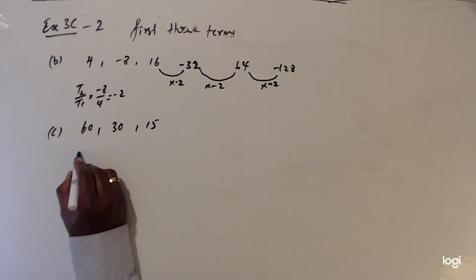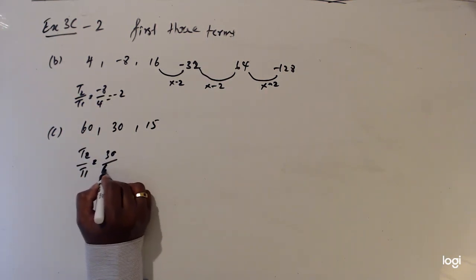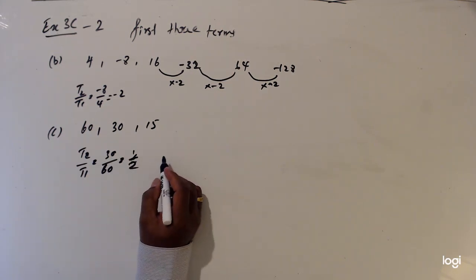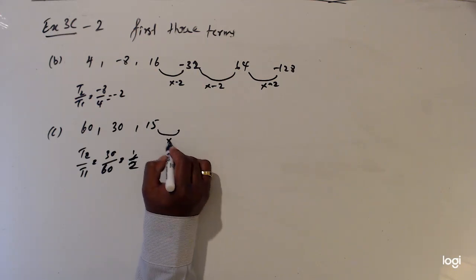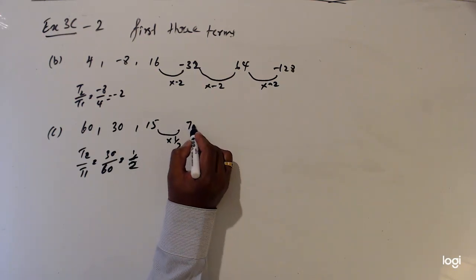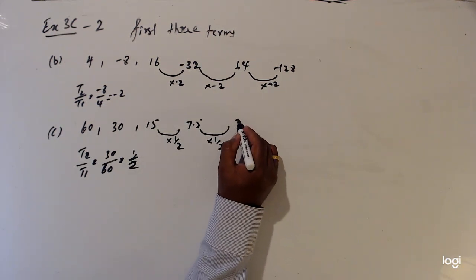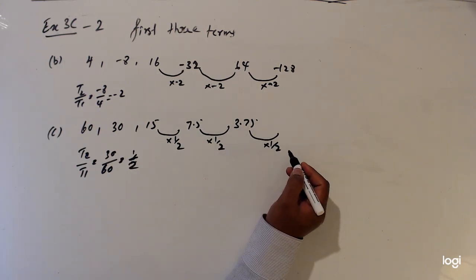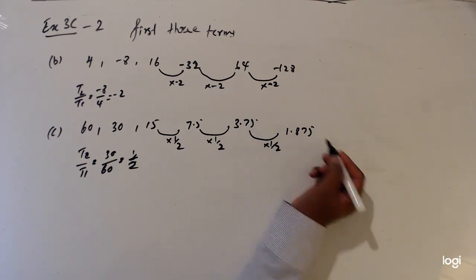Part C: T2 divided by T1 equals 30 divided by 60, equal to half. The common ratio is half. So multiply by the common ratio. 15 times half is 7.5. 7.5 times half is 3.75. 3.75 times half is, let me use a calculator, that is 1.875.